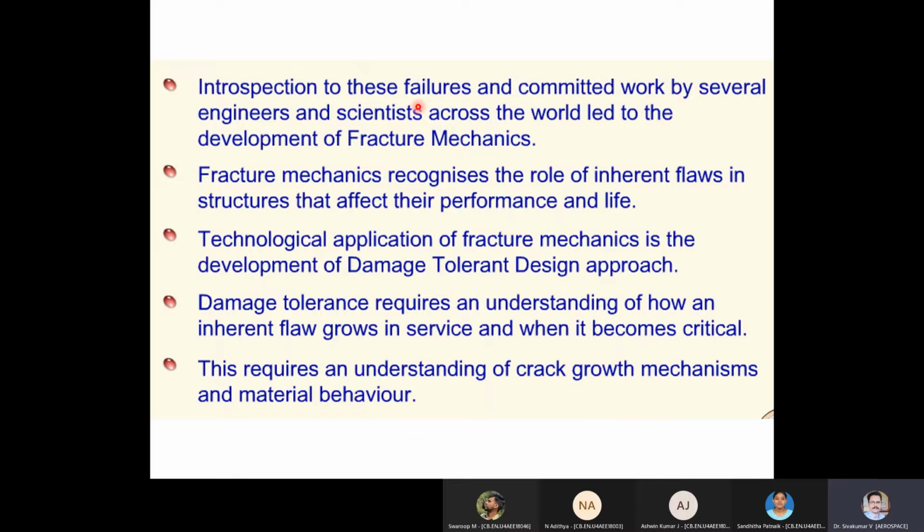So what exactly does fracture mechanics mean? It recognizes the role of inherent flaws. This is very, very important. Inherent flaws in structures affect their performance and life. This term, inherent flaw, is very important in the entire fracture mechanics course.